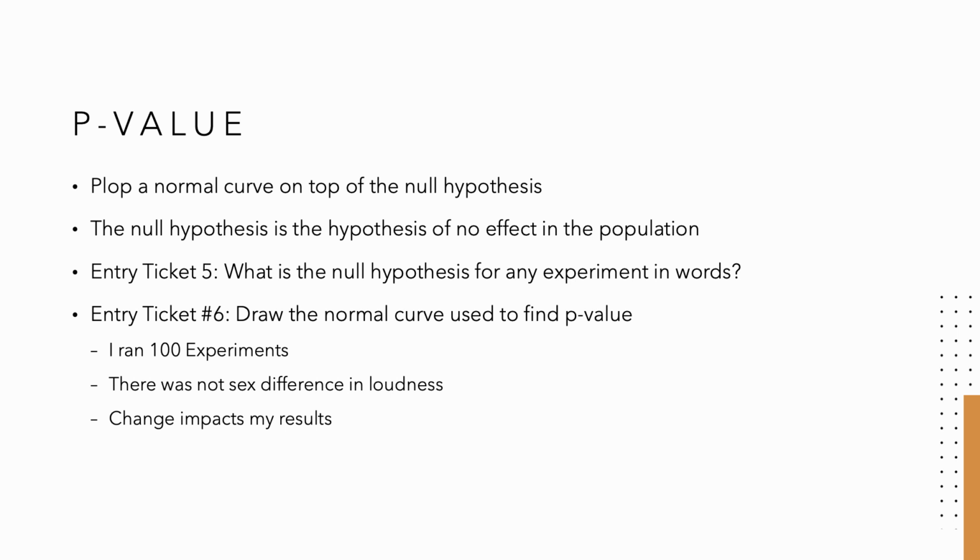Now we're back. Entry number 6 is draw the normal curve used to find p-value. Let's say, you need to understand this, I ran 100 experiments, so it's going to be like the last one. I'm going to have 100 experimental results. I'm going to represent mine with that sign of the atom to show it's an experimental result. There was no sex difference in frog loudness, but I do know that chance impacts my results. So I want you to go ahead and draw the normal curve where you assume the null hypothesis is true, you ran 100 experiments, and chance impacts your results.